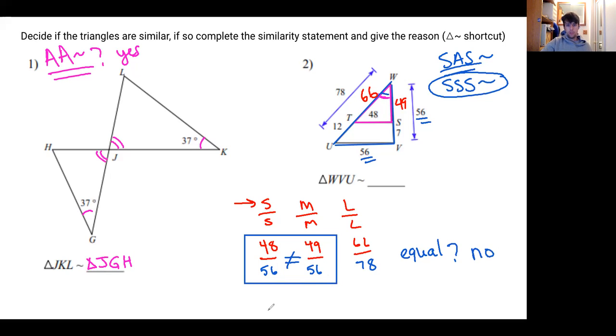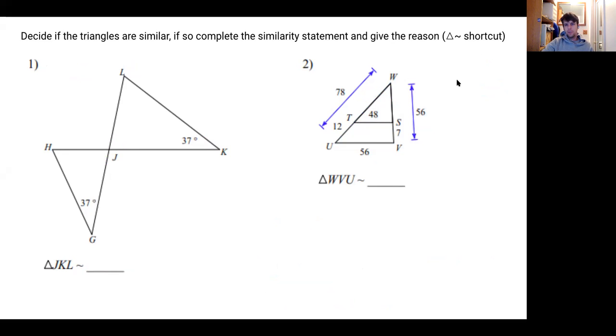So therefore, these triangles are not similar triangles, unfortunately. And that's it. That's all we can do. Doesn't even really matter about this one. This one may be equal to one of these. Doesn't matter. If all of them are not equal, they're not going to be similar. All right, let's go ahead and move forward.